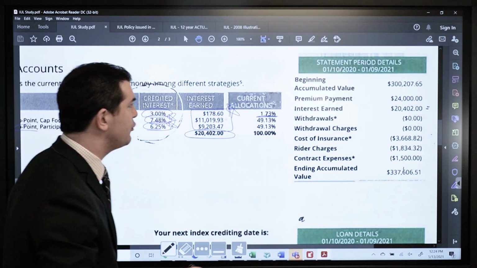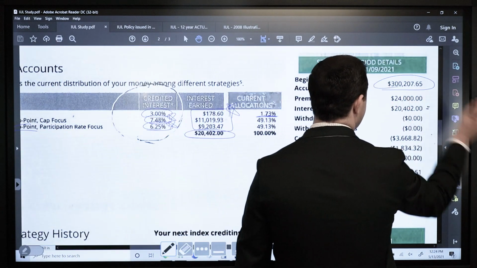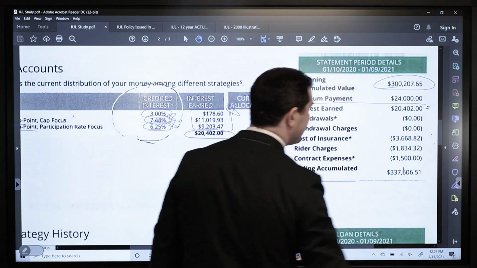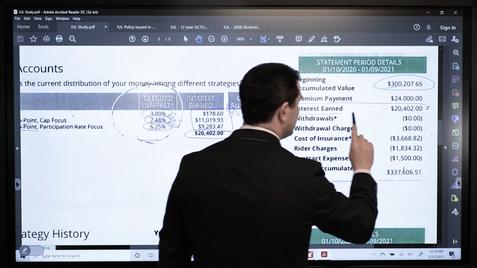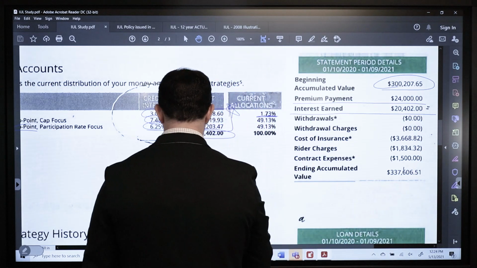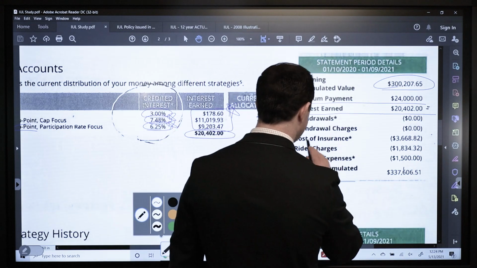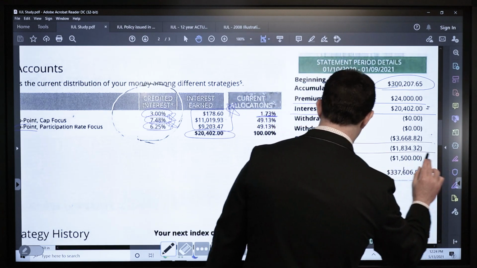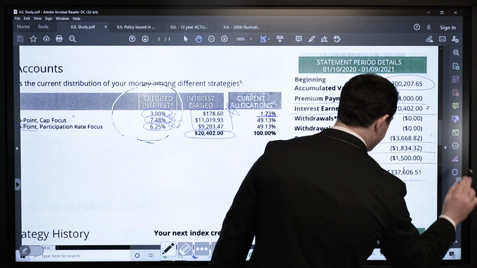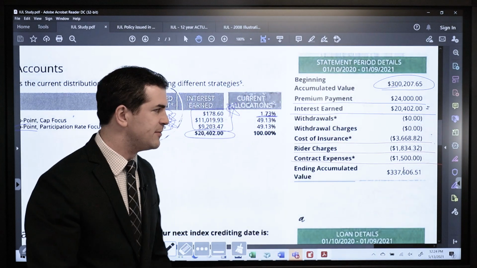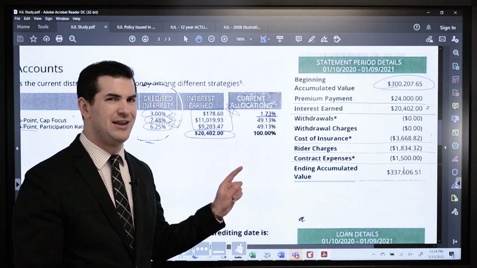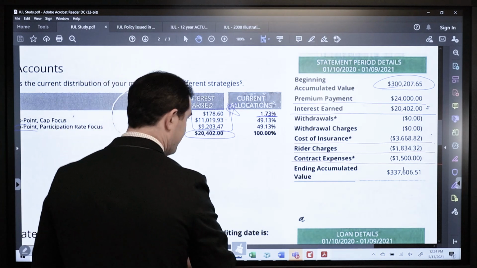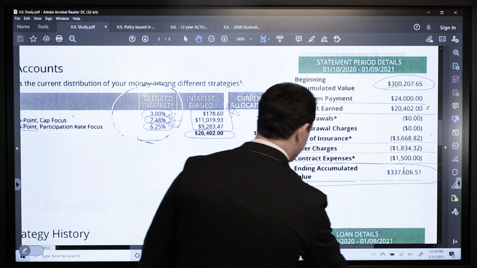Now on the far right, we see what? The beginning accumulated value at $300,000. He made premium payments of $24,000. There's his interest earned. Now what do we have here? I do like how this is disclosed. Cost of insurance, rider charges, and contract expenses. Okay, so I do see some expenses there. We don't always see everything there. Full transparency is not always provided. But ending accumulated value is what?